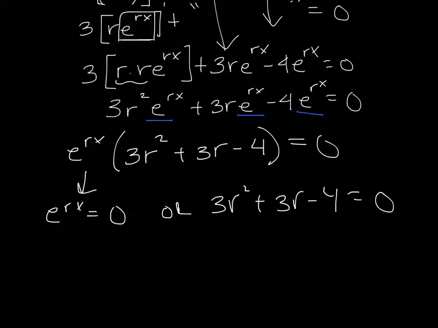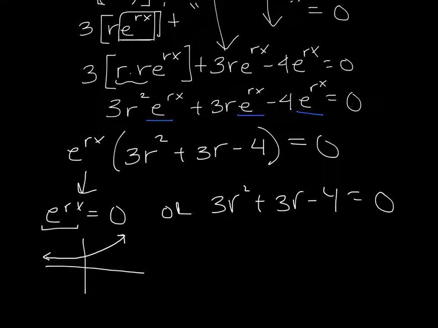So when is e to the rx equal to 0? Well, that's never, because this is the e to the rx function. Y equals e to the rx is your output. So when does the curve actually touch the x-axis? When is y 0? And that's never true.